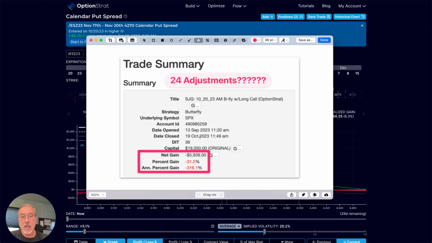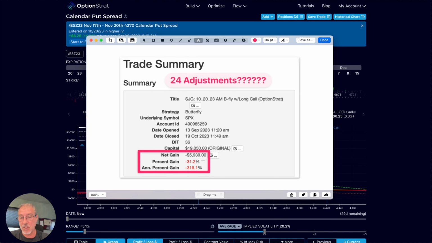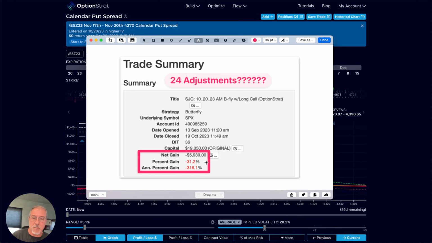I'm going to look at a chart here in just a second. At one point, this trade was down almost $16,000. I was able to bring it back to where it was down about $6,000 after I factor in all my commissions. This is probably the largest loser I've had in quite some time.